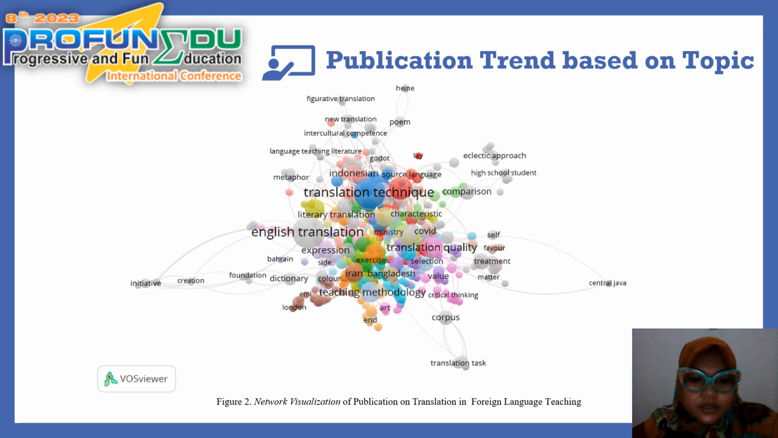This is Figure 2, Network Visualization of Publication Trends on Translation in Foreign Language Teaching. The publication trend is based on topic. Figure 2 shows that the publication trends of translation studies in foreign language teaching spread into 29 clusters in 588 items. Each of the clusters is in a different color.